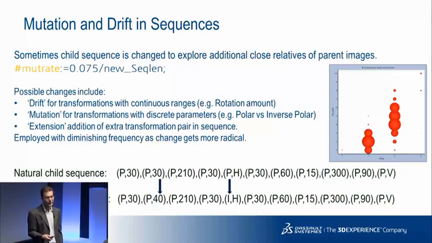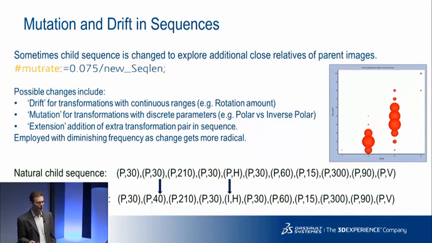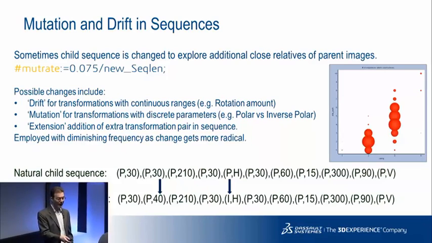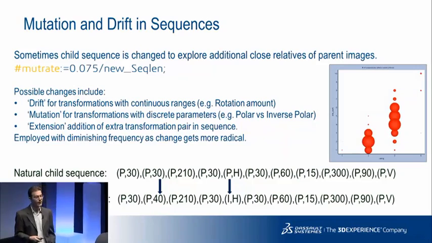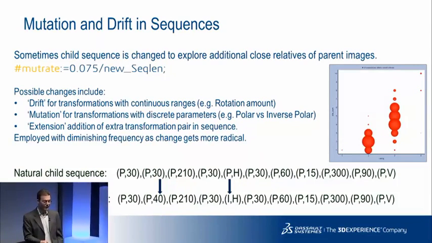In order to make sure that we didn't get caught in local minima or in a rut, right? That we didn't have inbreeding. I added some mutation and drift to these sequences. So this is instantiated in 3 different ways. So we have drift for continuous operations, right? So something like rotation, you could imagine drifting from polar and then a 30-degree rotation to a polar and then a 40-degree rotation. So this is going to give you a similar image, but not exactly the same, right? And certainly the earlier it is in the process, the less recognizable as a close relative it may end up being.